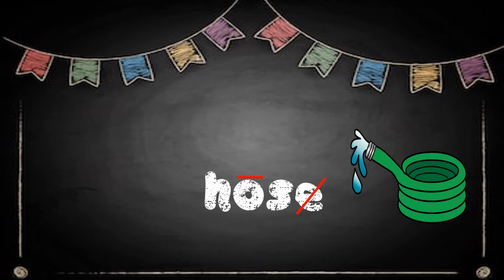Now, one more thing. I know that I am saying hose. I know the letter S is making its voiced sound. And that's because it is coming right after a vowel sound. When the letter S follows a vowel sound, then it's going to make its voiced sound. So we're going to cross it out with a voice line to remind us that it's going to go z, z, z.